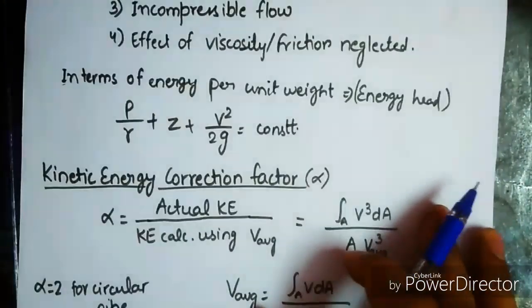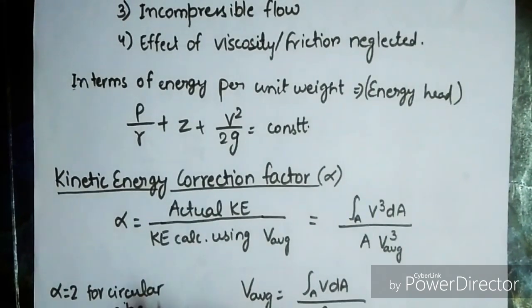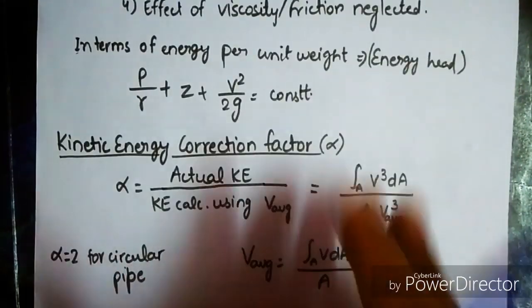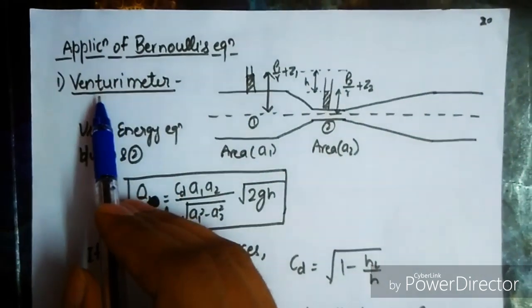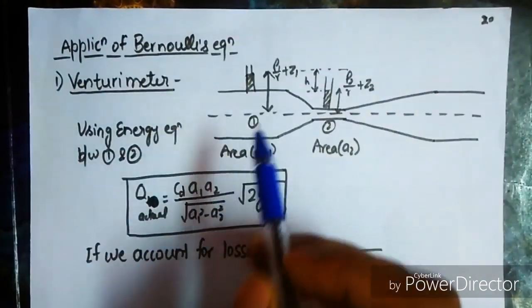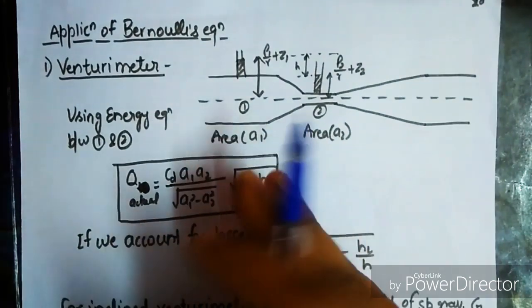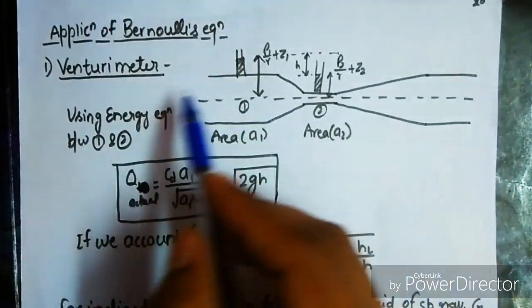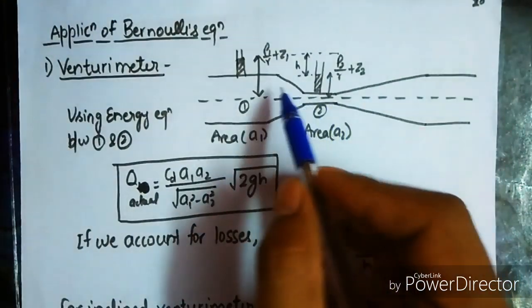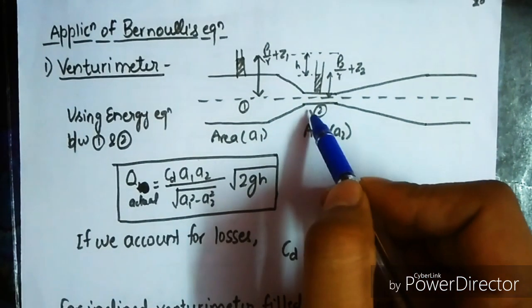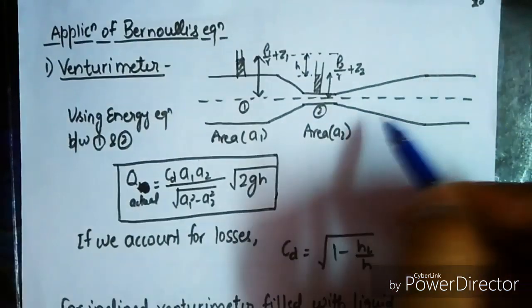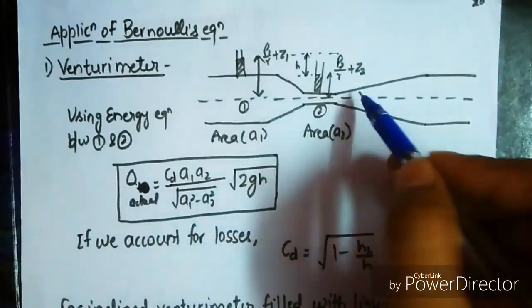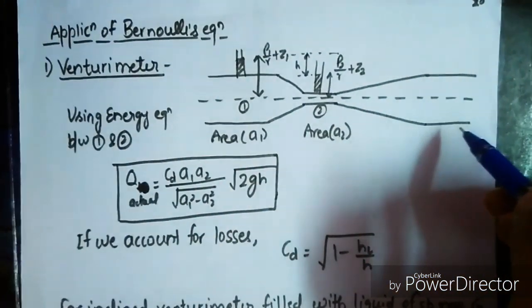Now the value of alpha equals 2 for a circular pipe. We have to memorize this value. Next is the application of Bernoulli's equation. First one is the venturimeter. You must be very much familiar with the venturimeter. This is the venturimeter. We have the bend in the pipe here. This is the contraction of the area and then elongation. This is rapid contraction and this is gradual elongation in the pipe.